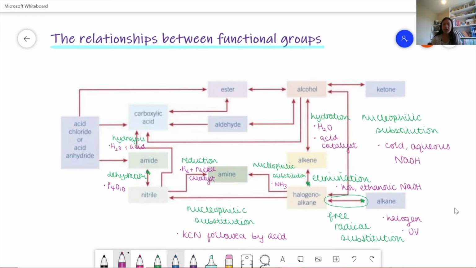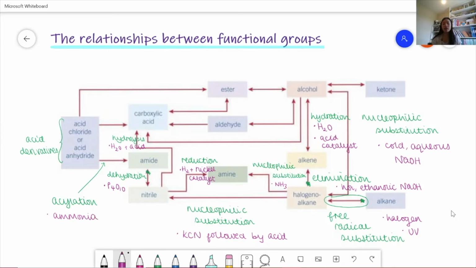And then this reaction here to get from acid chloride or an acid anhydride to an amide. So all of these acid chloride and acid anhydride reactions are all acylation reactions because these are both acid derivatives. So here we have an acylation reaction. And the nucleophile we use to form an amide is ammonia. So that is our reagent.